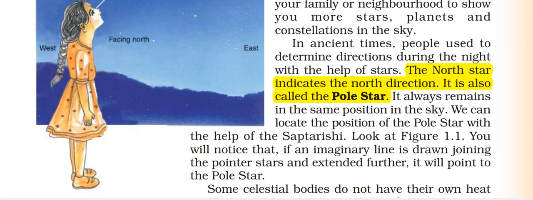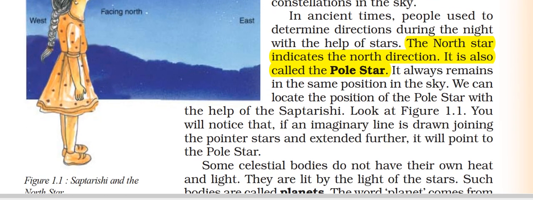The North Star indicates the north direction. It's also called the Pole Star. It always remains in the same position in the sky. We can locate its position with the help of the constellations.